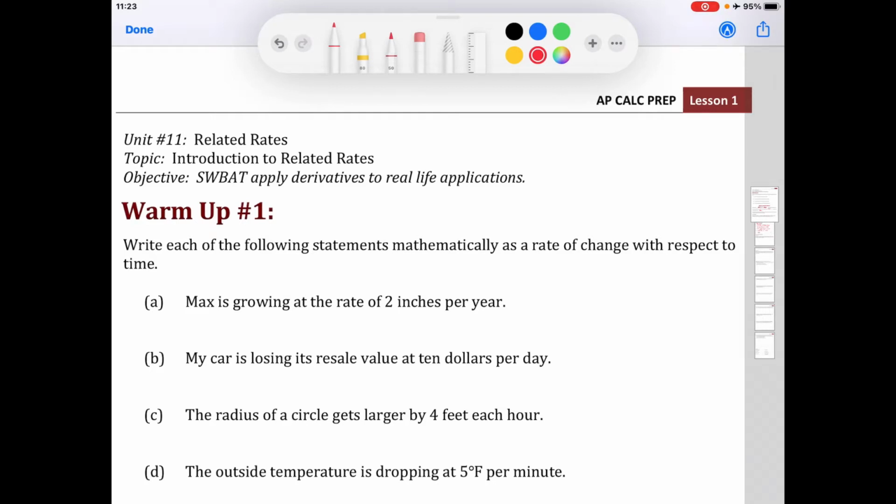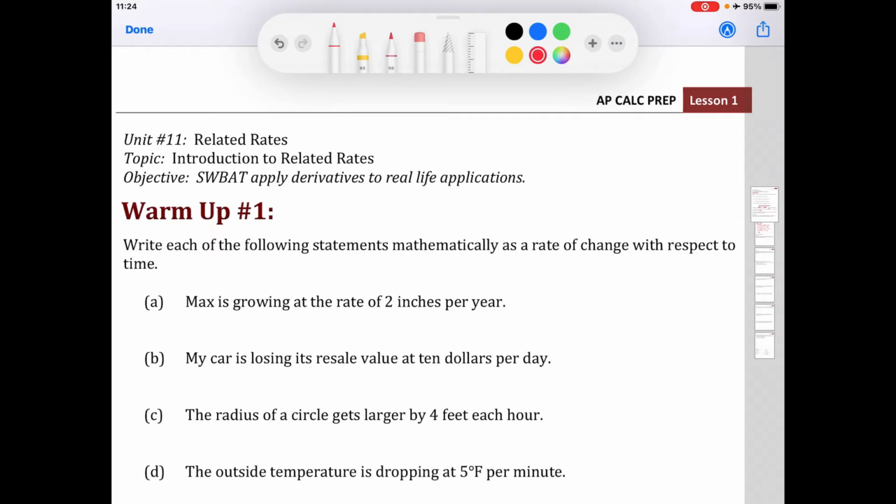Our topic today is Introduction to Related Rates. So what are related rates? They're basically applying derivatives to real-life applications. So in the warm-up, what we are asked to do is write each of the following statements mathematically as a rate of change with respect to time.